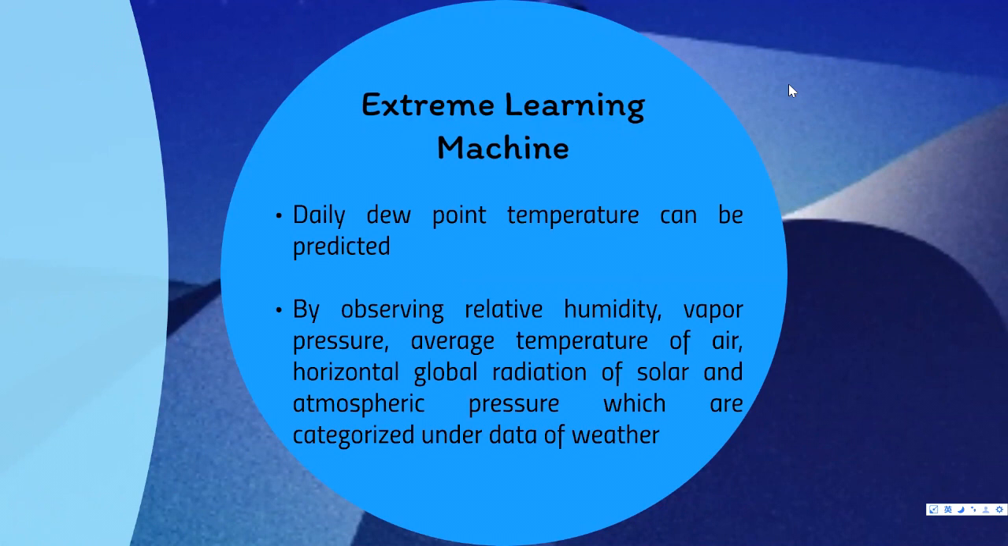This can be done by observing relative humidity, vapor pressure, average air temperature, horizontal global solar radiation, and atmospheric pressure, which are categorized as weather data.